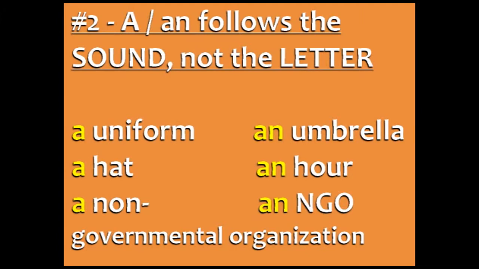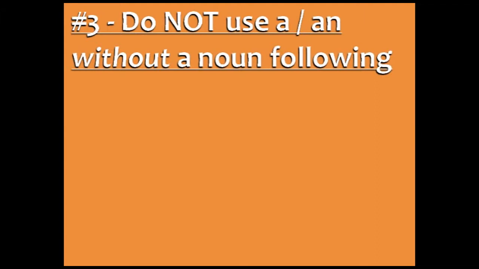We say a non-governmental organization when we say the full words, but when we abbreviate it, then we say an NGO. Why? Because the letter N starts with the vowel sound, an NGO. Number 3. Do not use a or an without a noun following it.